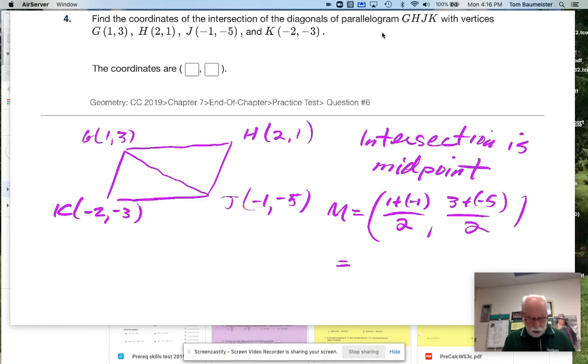And if we work those out, 1 plus a -1 is 0. 0 divided by 2 is 0. 3 plus a -5 is -2. -2 divided by 2 is -1. So there is your answer. So you're going to tell me 0, and you're going to tell me -1.